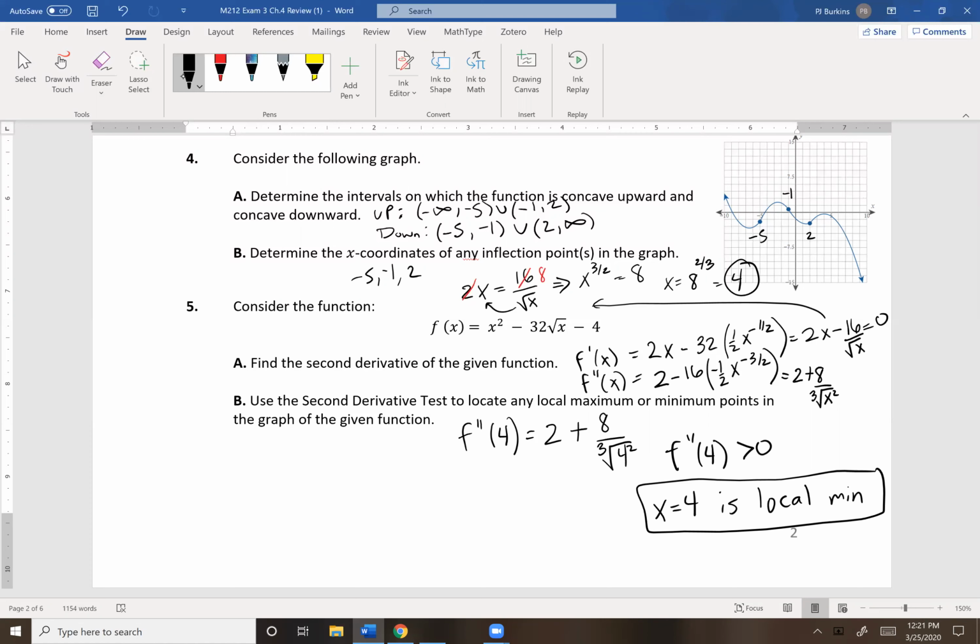Don't we have to have that number so we can make it like an ordered pair? If it asks for the ordered pair, then yeah, you would plug this back into the original equation. So you would do f(4).